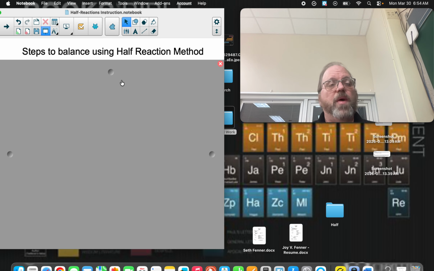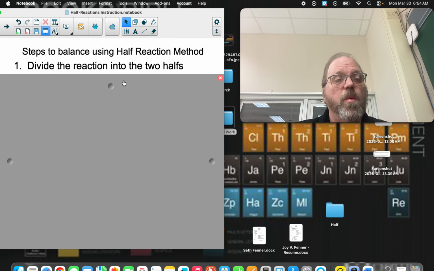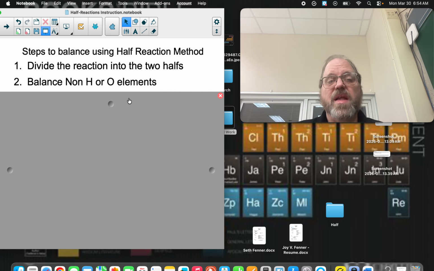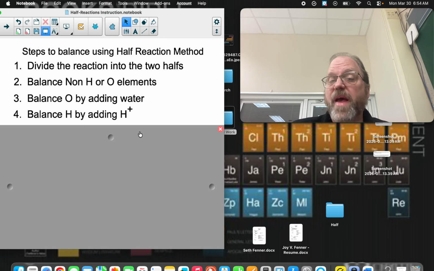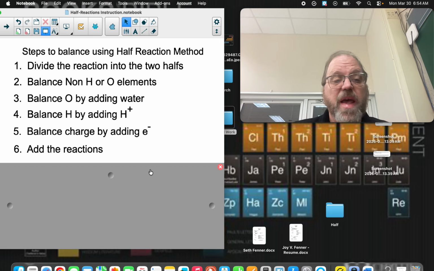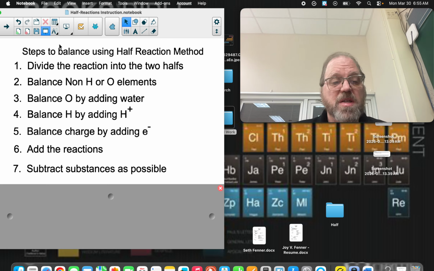Let's take an example one. Now, before we do that, here are the steps in the process. Number 1, we divide the reaction into 2 halves. So we take the one half and the other half and do them separately. Balance the non-hydrogen or oxygen elements. Then we balance oxygen by adding water. Balance hydrogen by adding H+, hydrogen ion. Balance the charge by adding electrons. Add the reactions, getting the electrons equal to each other. Subtract substances as possible, and then work out from there. So those are our steps in half reactions.